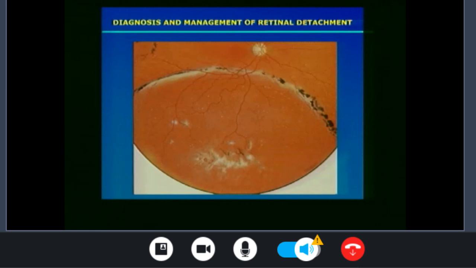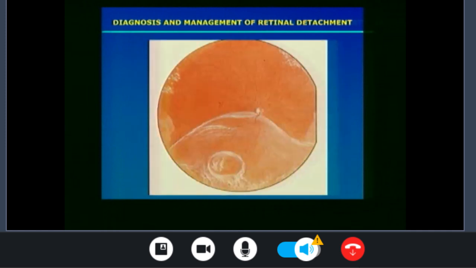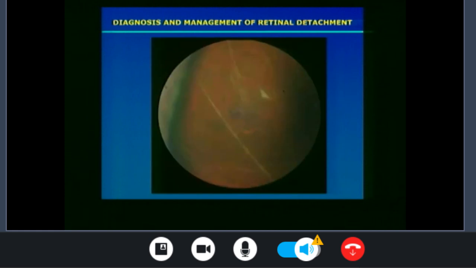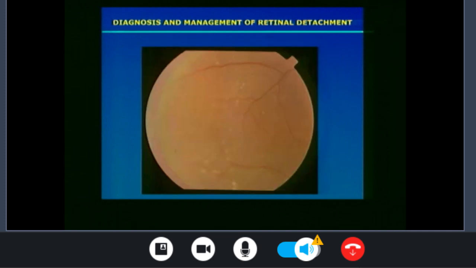It's a sign of chronic, slowly progressive detachment in patients with attached posterior hyaloid. And usually you can see atrophic holes. Retinal cyst, as I said, needs 1 year to develop. This is a post-op patient, and you can see the demarcation lines.